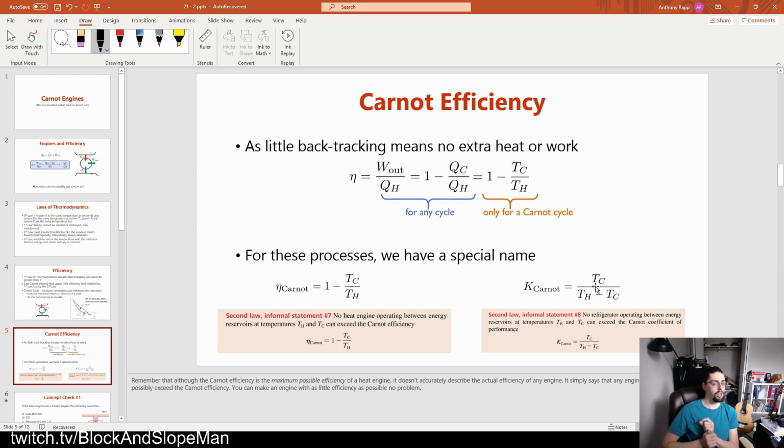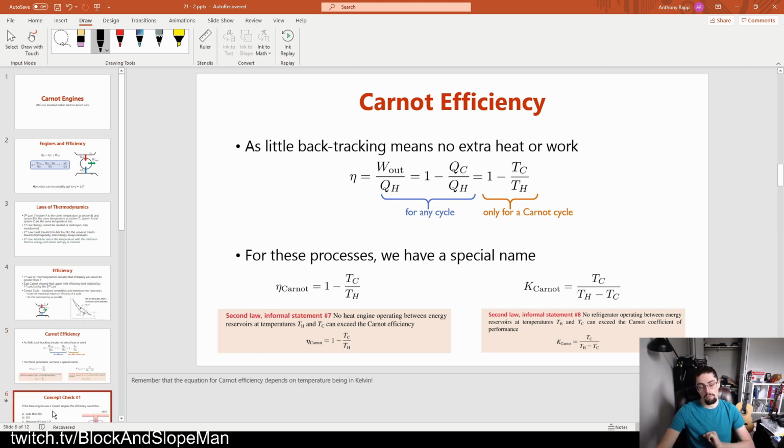But we're going to focus mostly on the heat engines here. So keep that in mind. We're looking at the difference between Carnot efficiency, the maximum possible efficiency, and regular eta, regular efficiency, which is just the actual efficiency of that engine. Strictly speaking, eta is always less than eta Carnot.